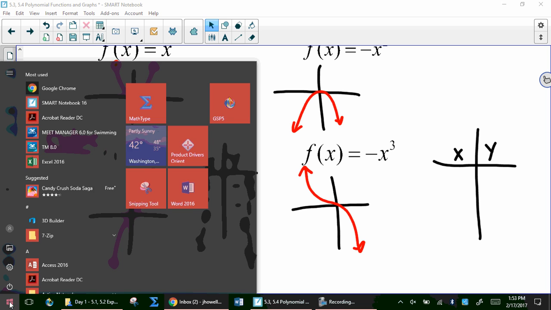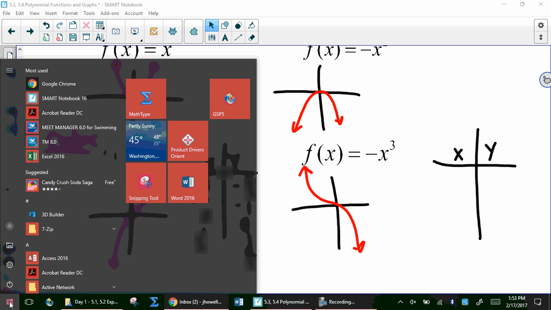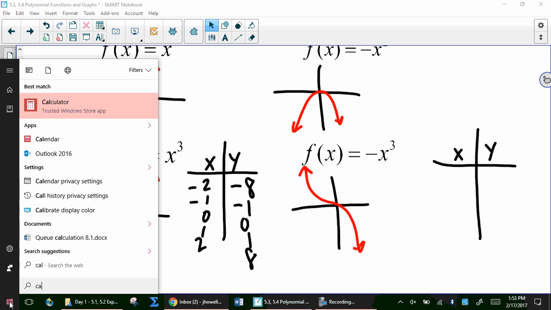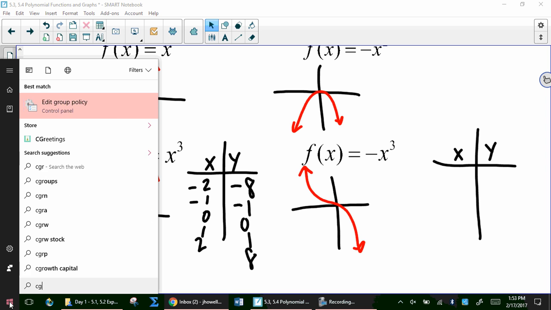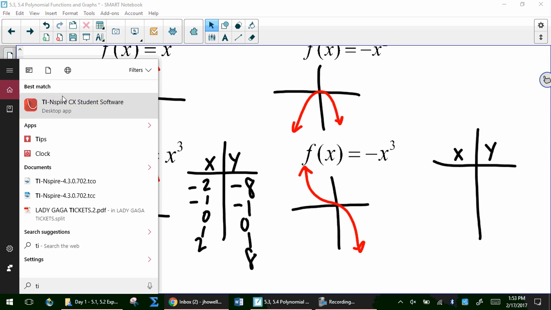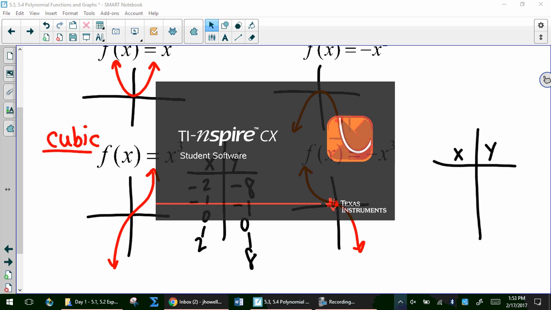Let's get my graphing calculator. What's our graphing calculator called? TI. Thank you. TI Inspire. Gotcha.